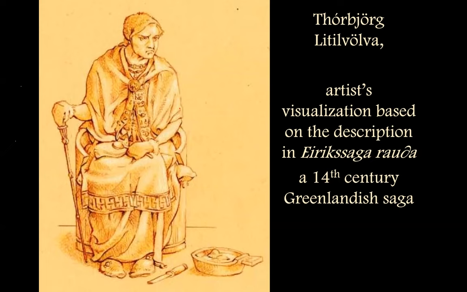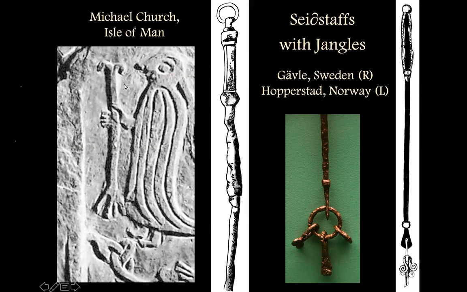We see the Norse also bringing seidstafir into Britain, Ireland. Here's the Isle of Man. And you've got a person in a bird costume. The bulk of these Völur were female. And she has a staff in her hand that looks like it has little jingles hanging below it, which here's an actual example of one, from Hopperstad in Norway. So they may have also shaken the staff as a percussion instrument.